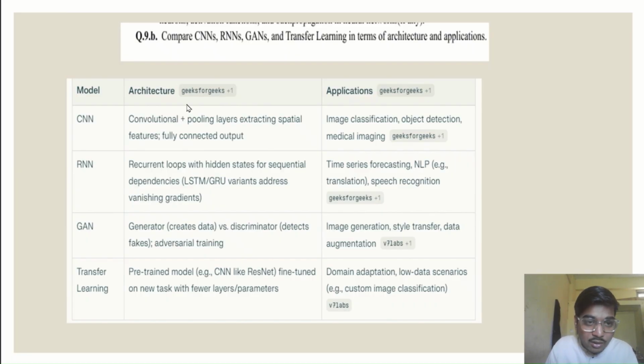The architecture of GAN contains a generator that creates the data versus the discriminator that detects the fakes. It contains adversarial training, and its application is used in image generation, style transfer, data augmentation, etc. Next, transfer learning. The architecture of transfer learning contains a pre-trained model, for example a CNN like ResNet, fine-tuned on new tasks with fewer layers or parameters. Applications of transfer learning include domain adaptation, low data scenarios, for example custom image classification, etc.